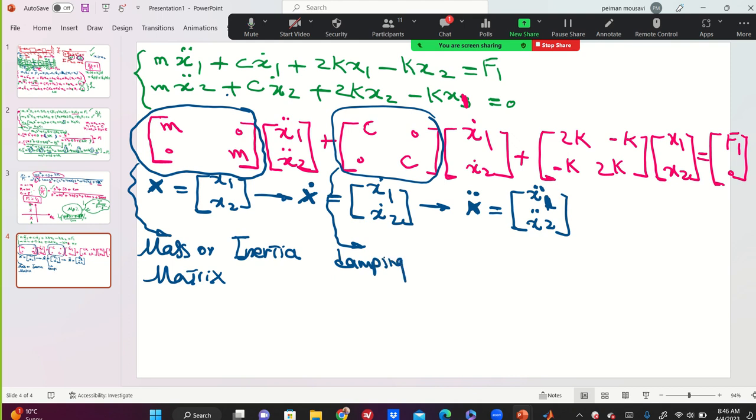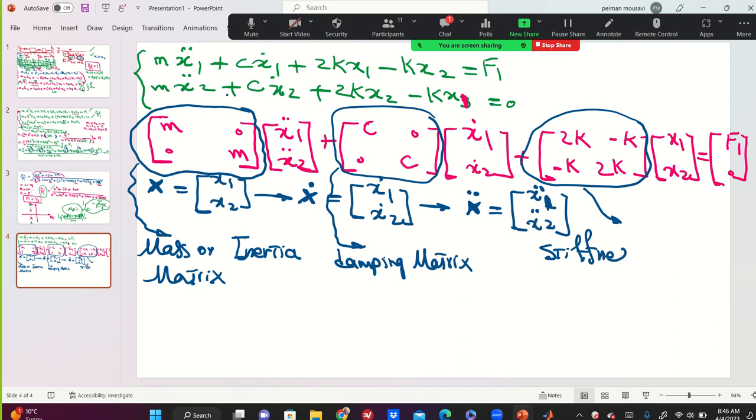Damping matrix. The name of this is a stiffness matrix. These are names. A stiffness matrix. We are showing with the capital K. We are showing with the capital C and M, capital M.